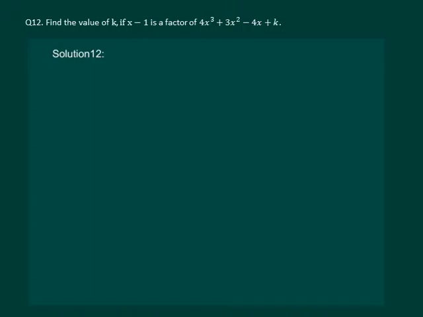Let us read the question. Find the value of k if x minus 1 is a factor of 4x cube plus 3x square minus 4x plus k. It is given that x minus 1 is a factor.